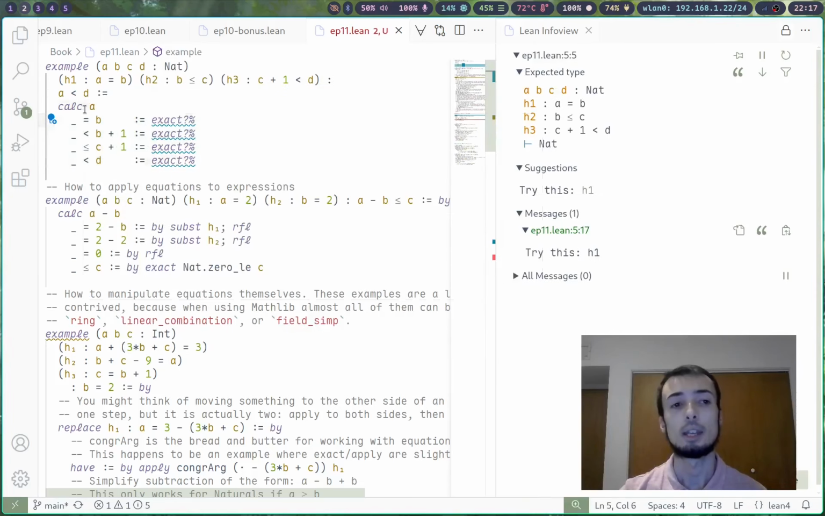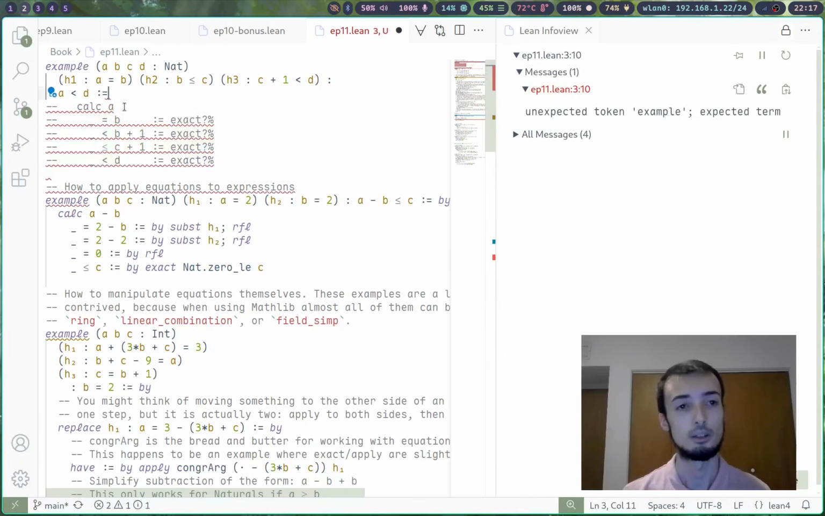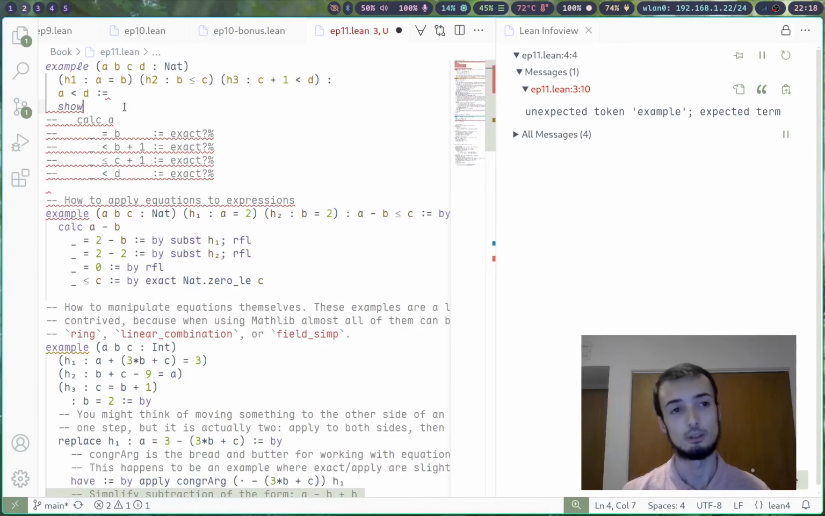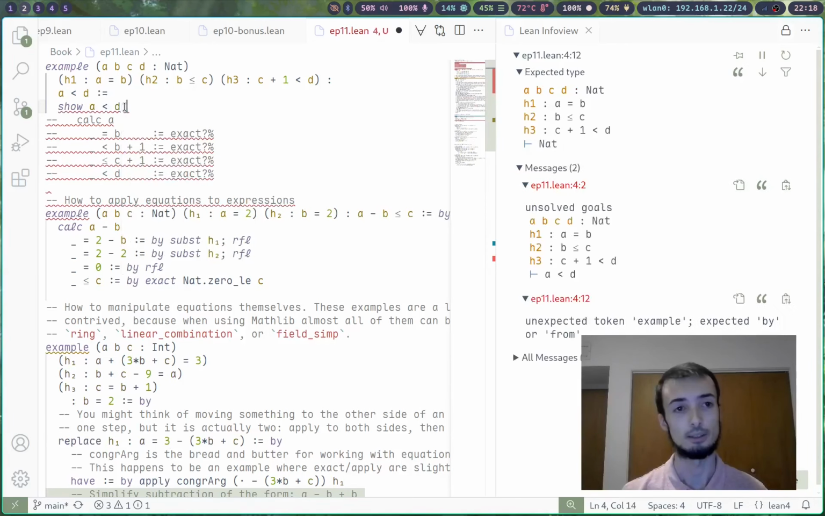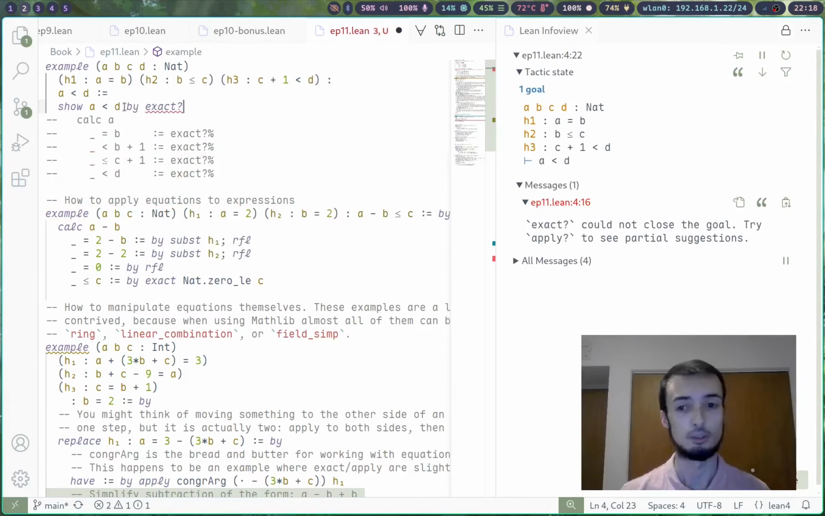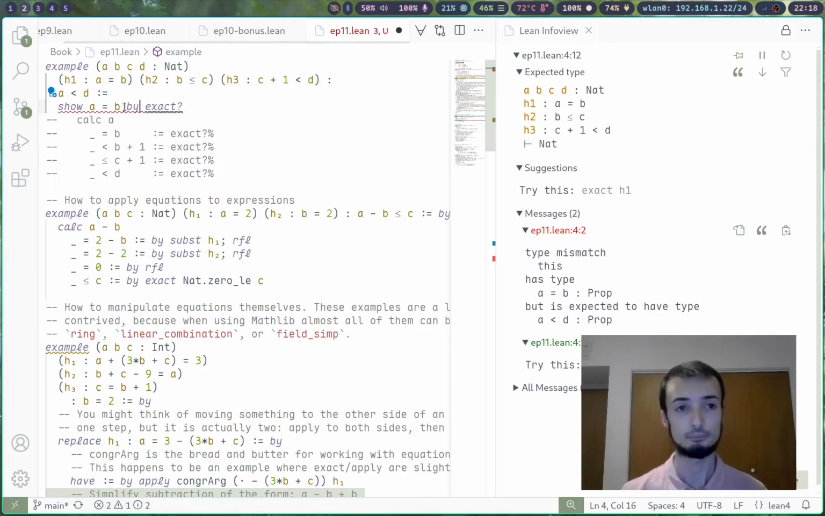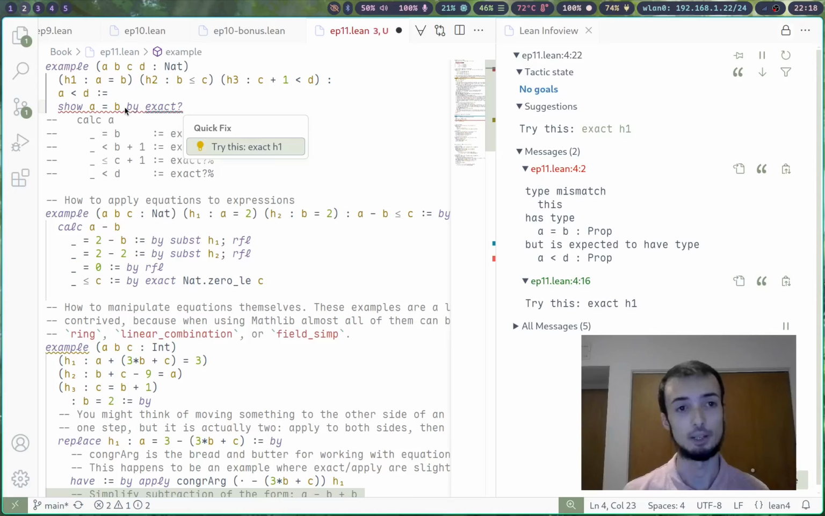If you can't prove right away with library search that A is less than D, let's see if we can. I'm curious now. Perhaps we can show A less than D by exact. Right, so it looks like we cannot do that, but we could show something in between. We could show a equals b. This does have something, right?